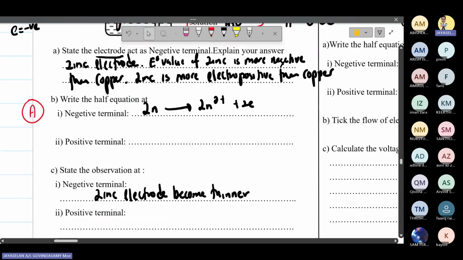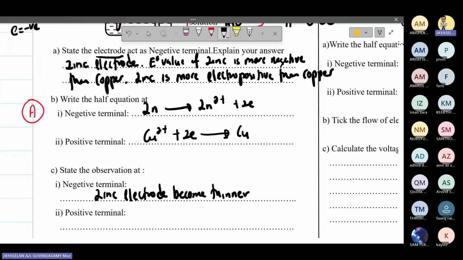Okay, so cathode, you do what? Copper 2 ion accepts 2 electrons and forms copper. So you guys already score 1 mark.